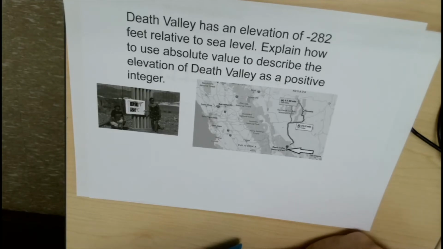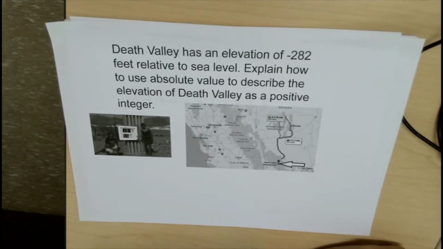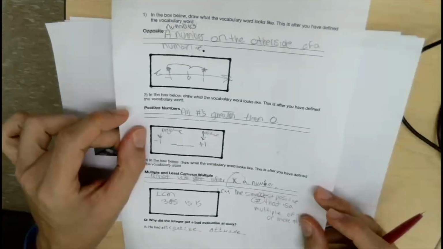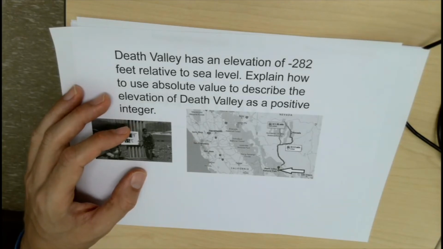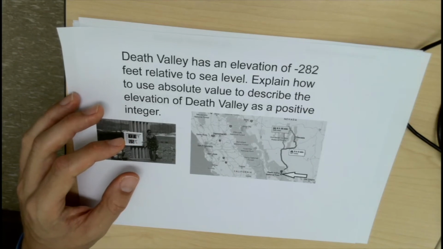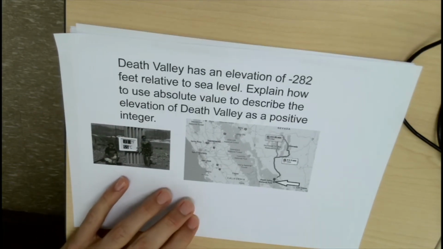Let's do a story problem. Death Valley has an elevation of -282 feet relative to sea level. Explain how to use absolute value to describe the elevation of Death Valley as a positive integer. Remember, positive are all numbers greater than 0, and an integer is a set of all whole numbers and their opposite. So, in order for us to write this as a positive integer, we need to understand absolute value. And absolute value is the distance from 0 on a number line.